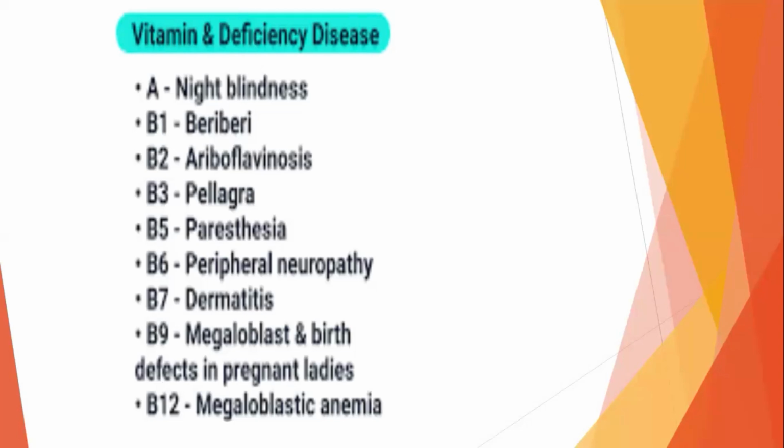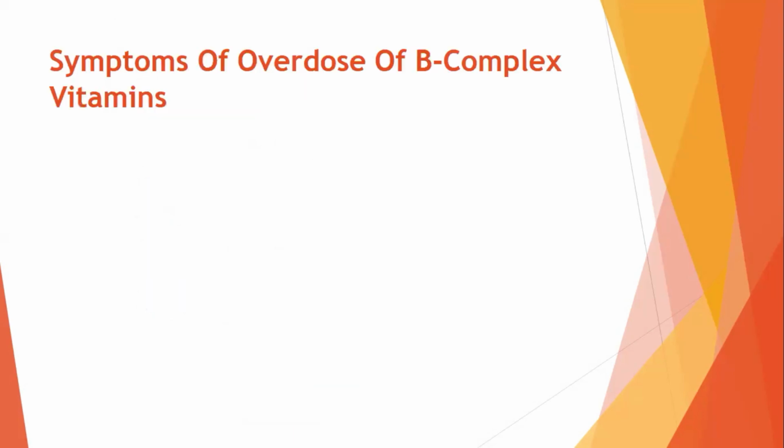B3 is niacin, and its deficiency produces pellagra. B5 is pantothenic acid, its deficiency causes paresthesia. Pyridoxine deficiency causes peripheral neuropathy. Biotin deficiency causes dermatitis, hair loss, and some other things. Folic acid deficiency causes megaloblastic anemia and birth defects, which are called neural tube defects in newborn infants. B12 cyanocobalamin, its deficiency causes megaloblastic anemia as well.